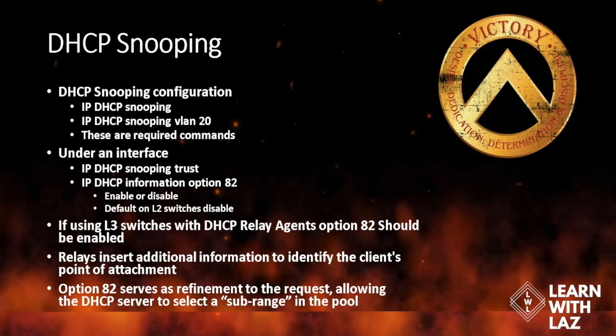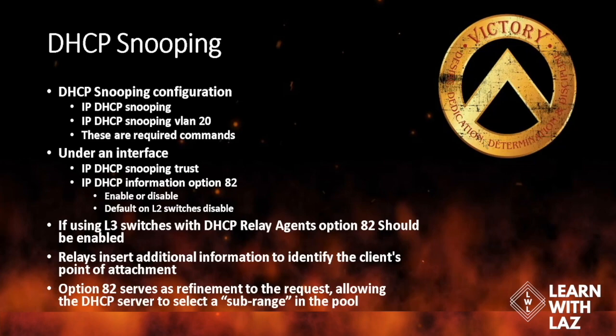Because in my lab, I have 2 scopes, but I disable option 82. I don't care. This is just a lab so you can understand the concepts of it. But you should use it when you're using layer 3 switches and you're using DHCP relay agents, so they can give you additional information on the subcommands that they're getting, to give you more info.